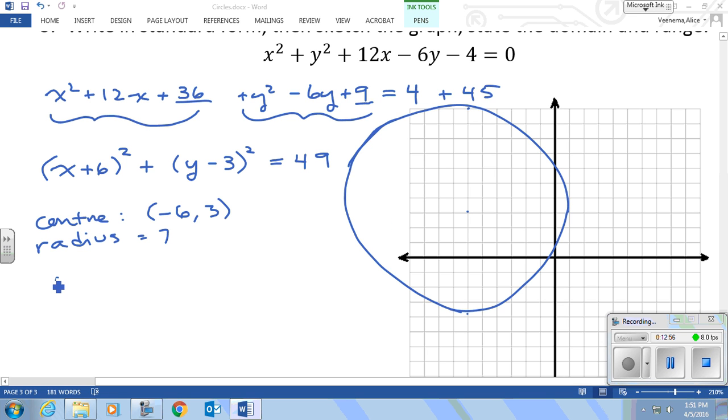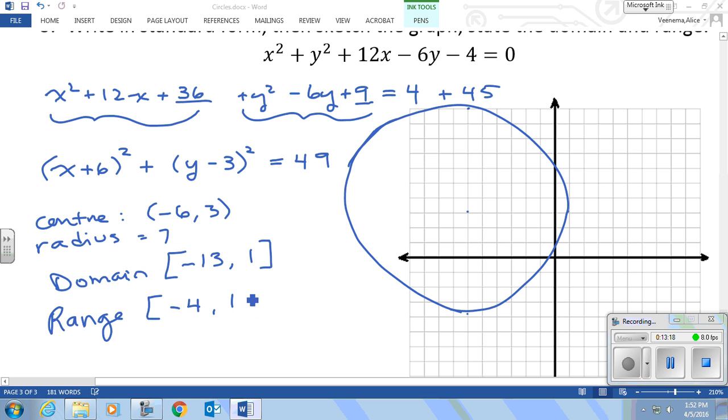And let's state what our domain and range are here. So domain, if my center's at negative 6 and I'm going 7 to the left, I'll be at negative 13, and 7 to the right will be 1. And for range, if my center is at 3 and I'm going 7 down from that, I'm at negative 4, and 7 up from that will be 10. So there's the domain and range of that function. And that is almost all you need to know about circles.